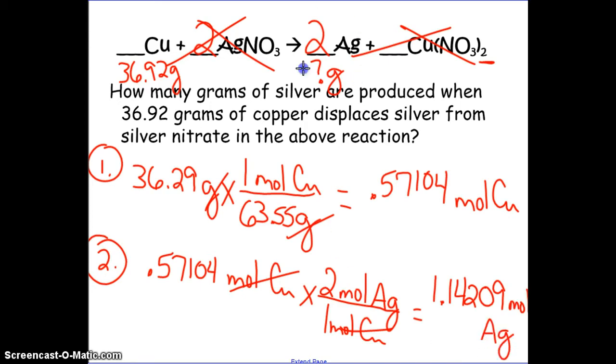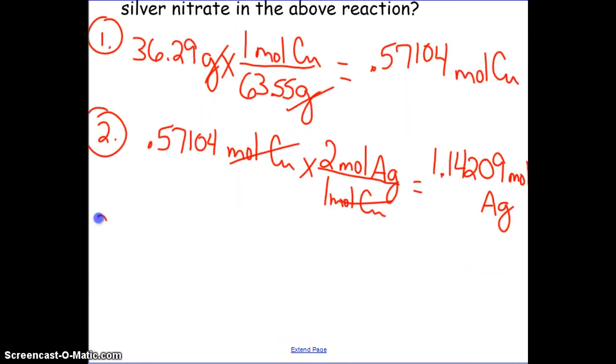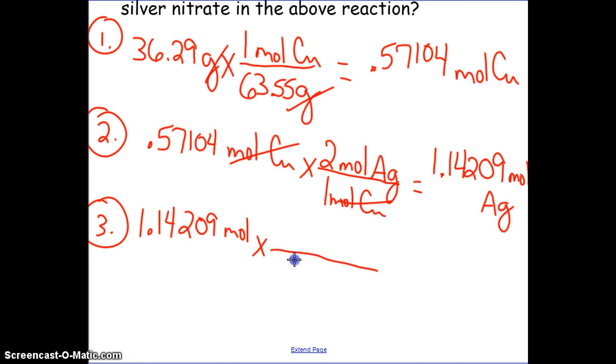Now look back, it didn't ask us for moles of silver, it asked us for grams. So we've got to do one more step here. Okay, so we're going to take our moles of silver, and we got to convert them to grams of silver. So if you got moles on top, mole goes on the bottom. And to get to grams of silver, you're going to have to use molar mass, which is 107.87. Okay? And then you will multiply.